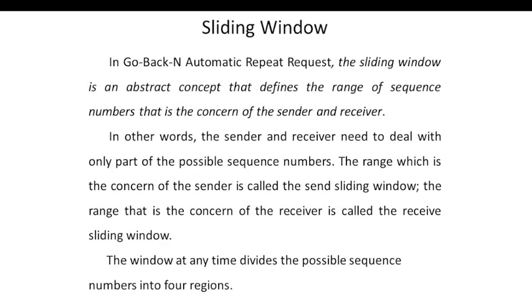Sliding window. In Go-Back-N Automatic Repeat Request, the sliding window is an abstract concept that defines the range of sequence numbers that is the concern of the sender and the receiver. In other words, the sender and receiver need to deal with only part of the possible sequence numbers. The range which is the concern of the sender is called the send sliding window. The range that is the concern of the receiver is called the receive sliding window.